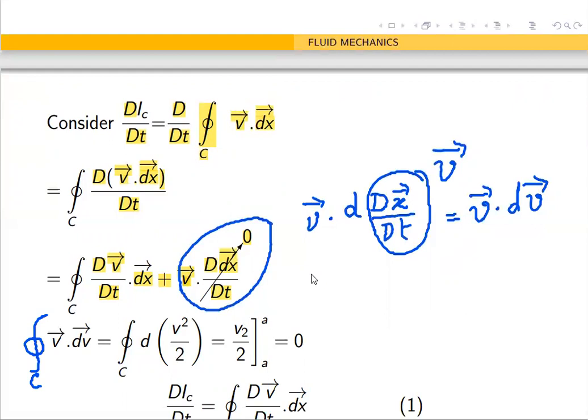That's nothing but v square. This has to be square here, not this 2, right? So v square by 2, and it is the closed curve here. The curve is closed, so the initial point and the end point will be the same. If I take the initial point as A, the end point is also A. Fine. So v square by 2, initial point A and end point also A, so that is nothing but equal to 0.